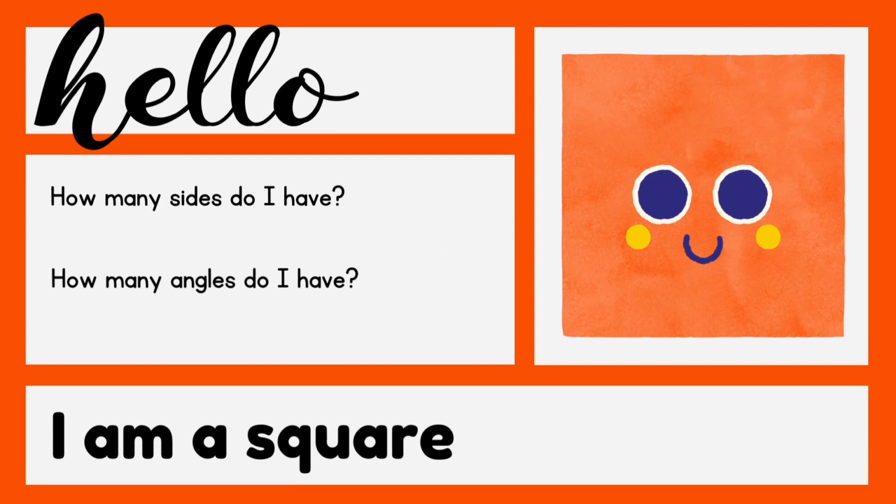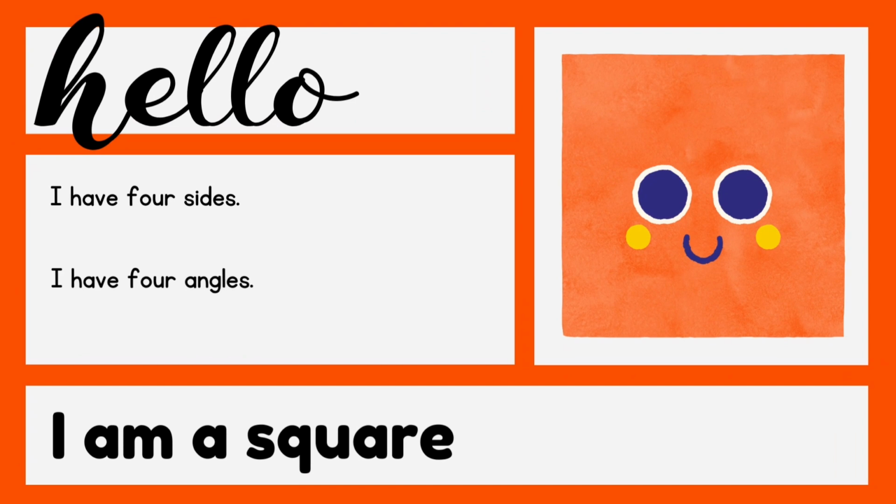Hello, I am a square. Can you tell me how many sides and angles I have? Let's count them together. 1, 2, 3, 4. I have 4 sides and 4 angles.